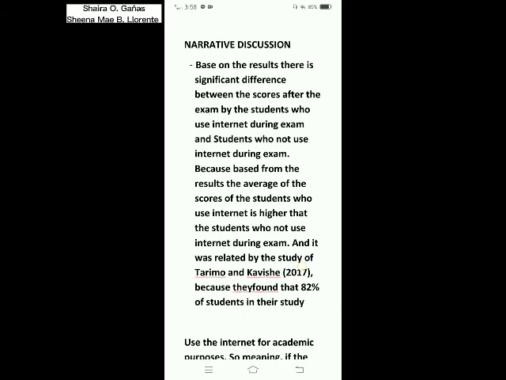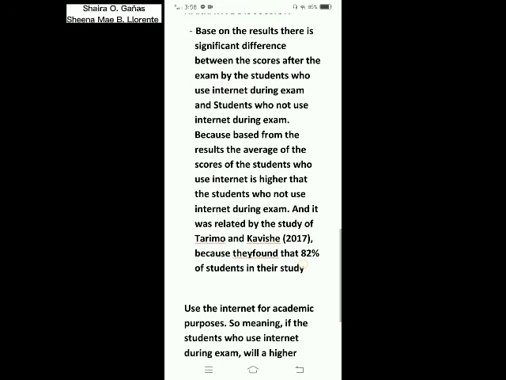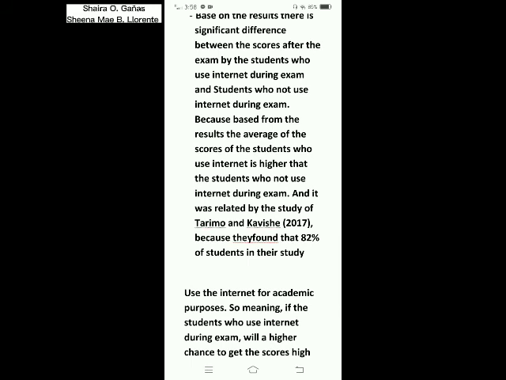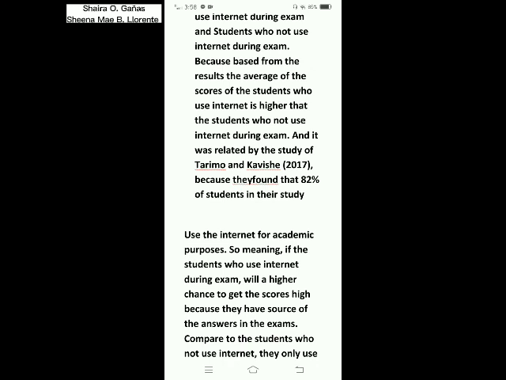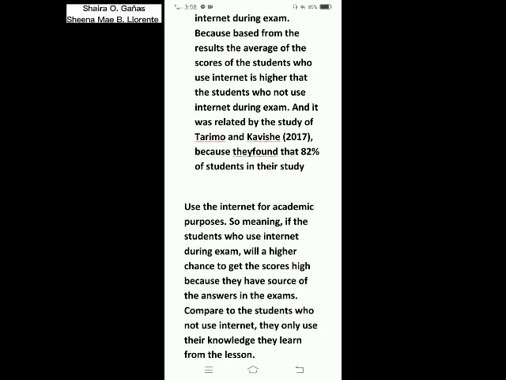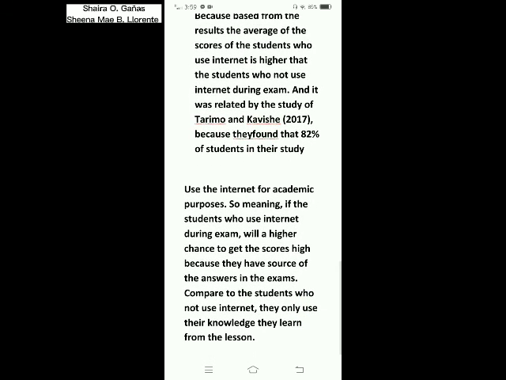And it was related by the study of Tarimo and Kavishi, year 2017, because they found out that 82% of students in their study use the internet for academic purposes. So meaning, the students who use internet during exam will have a higher chance to get high scores, because they have a source of the answers in the exam, compared to the students who not use internet. They only use their knowledge they learn from the lesson.